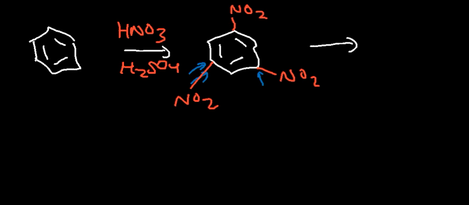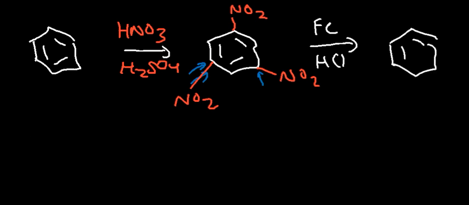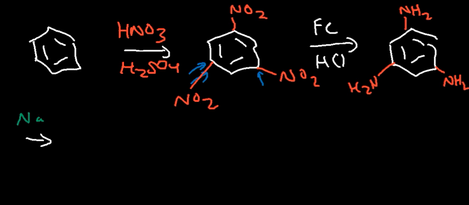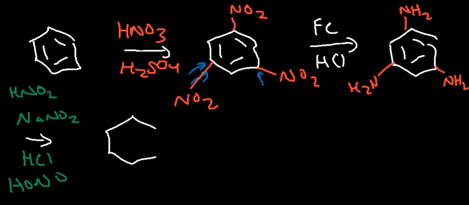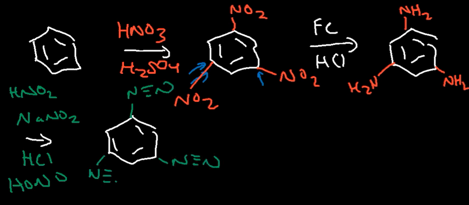So now what we want to do is reduce it using Fe and HCl. So we're going to convert all of the NO2 groups into NH2 groups. Now you might be wondering, okay, where am I going with this? And you'll see in a minute. Just hang in there. So now we're going to use sodium nitrite with hydrochloric acid, which can also be written as HONO or simply HNO2. It's going to convert the NH2 groups into the diazonium groups. Now keep in mind, there's a chloride ion for each N2 group.